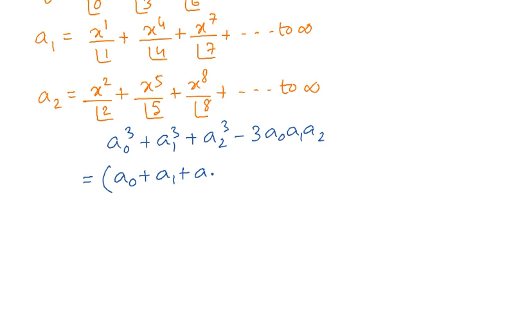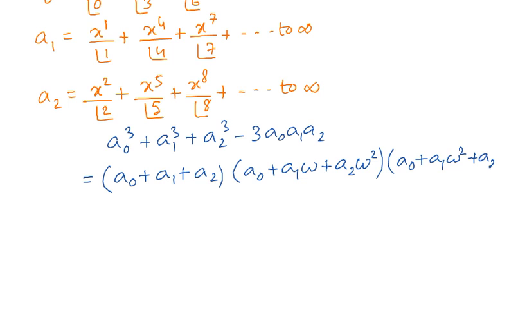(a0 plus a1 plus a2) into (a0 plus a1 omega plus a2 omega square) into (a0 plus a1 omega square plus a2 omega), where omega is the imaginary cube root of unity, and omega square is the other imaginary cube root of unity. So this particular step is very important, that the factorization of this part is this.